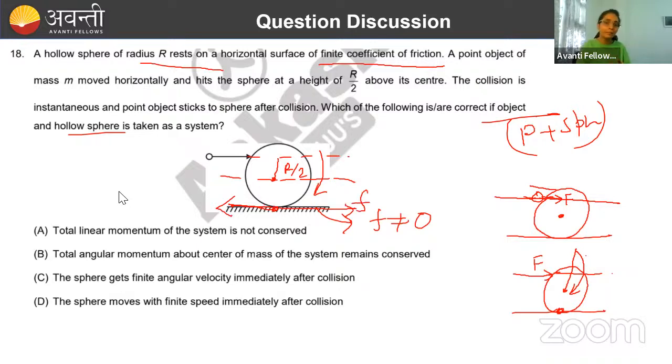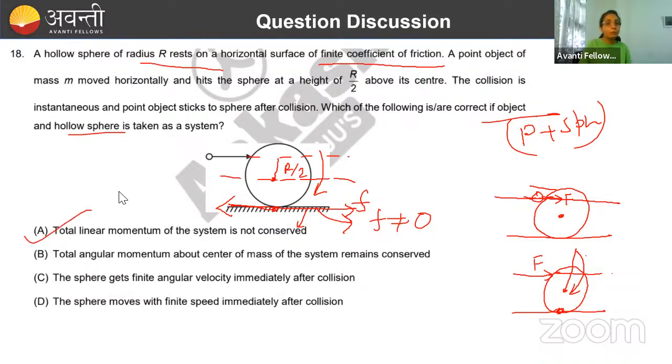Now you can see here friction is an external force. It is acting on the sphere because of the surface it is resting on. Our system is particle plus sphere, right? This surface was not part of our system, right? So an external force is acting. It means if an external force is acting, linear momentum will not remain conserved. So total linear momentum of the system is not conserved. This is true.